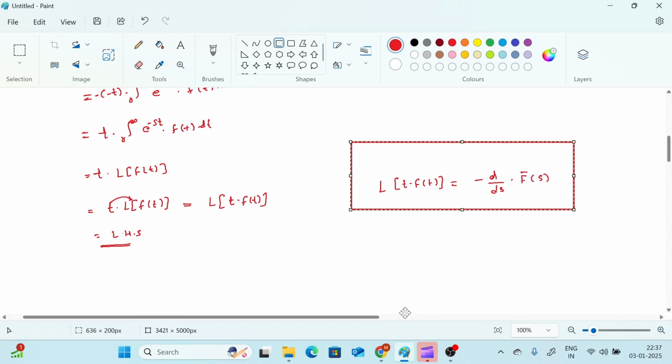Now in the next session we are going to have problems based on this property number 2. So if you have any doubts or need any clarification, just comment in the box so I can provide you more guidance on it.